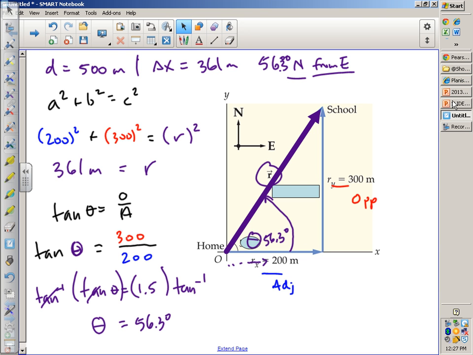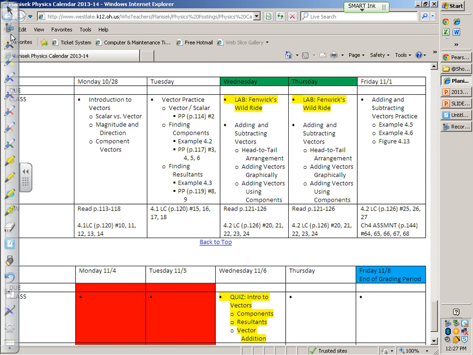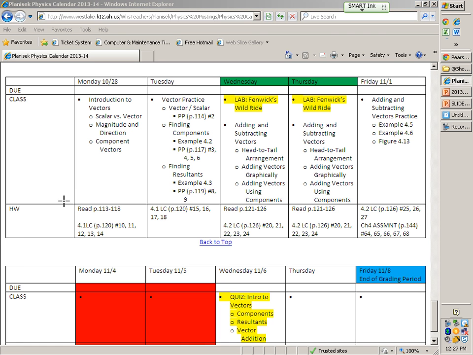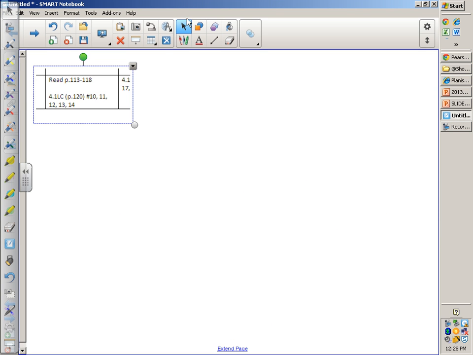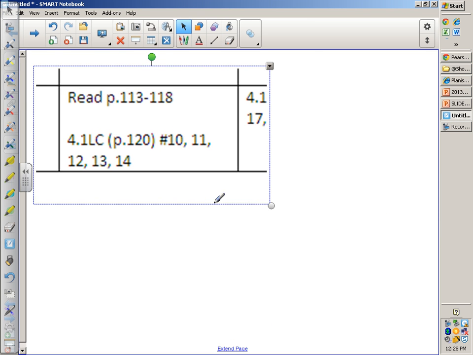So, for tonight, first, a couple pages to read from the book, page 113 to 118, and then 5 questions. Those are all conceptual questions about vectors and component vectors and stuff like that. We will do practice in class tomorrow.